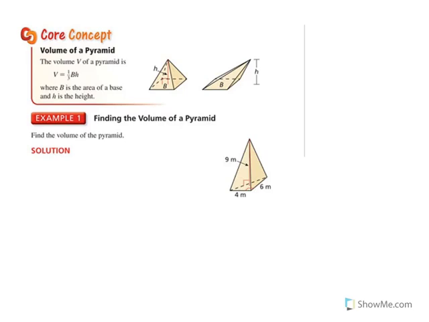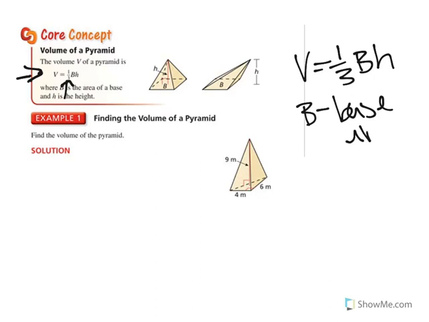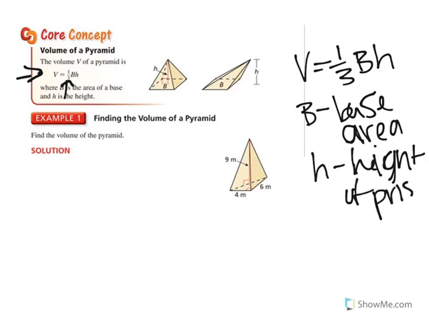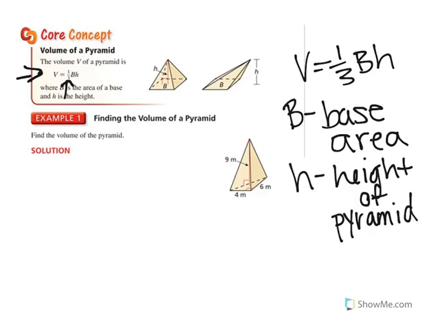The volume is similar to that of a prism. However, the only thing we're changing is that we're adding a 1/3. So the volume is 1/3 base area times height. So big B stands for base area, and that changes based on what type of shape your base is. So it's always important that you look at the base of your pyramid and recognize what it is and how to find the area. And then H is the height of the pyramid or cone, not prism.